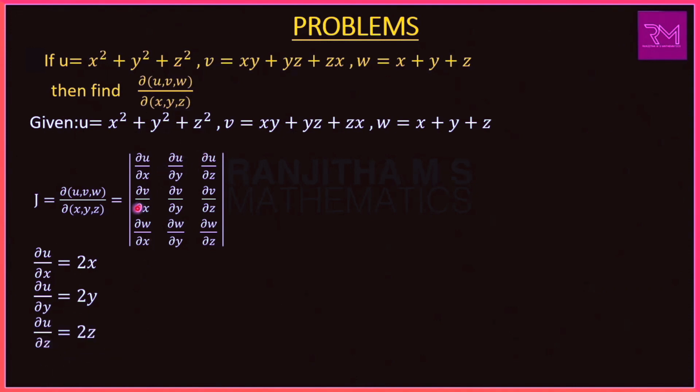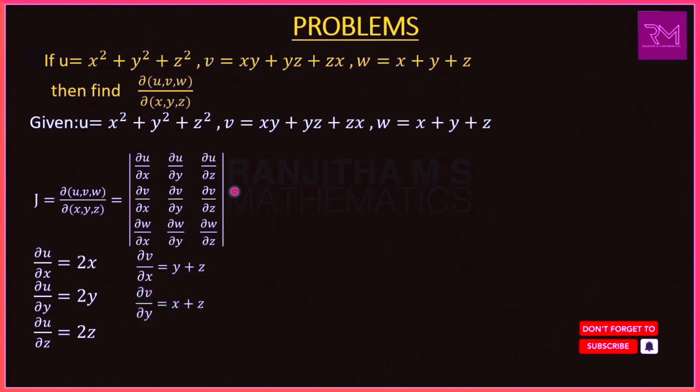Next, we have to find del v by del x, del v by del y, del v by del z. For that, we have to consider the function v is equal to xy plus yz plus zx. So first take del v by del x. Here we have to differentiate this v term with respect to x, means we have to treat y and z as constant. So here also x term, here also x term. Hence we get, take y as constant, differentiation of x is 1. Plus here also take z as constant and differentiation of x is 1. Here y, z both are constant, so differentiation of constant is 0. Hence we get del v by del x value as y plus z.